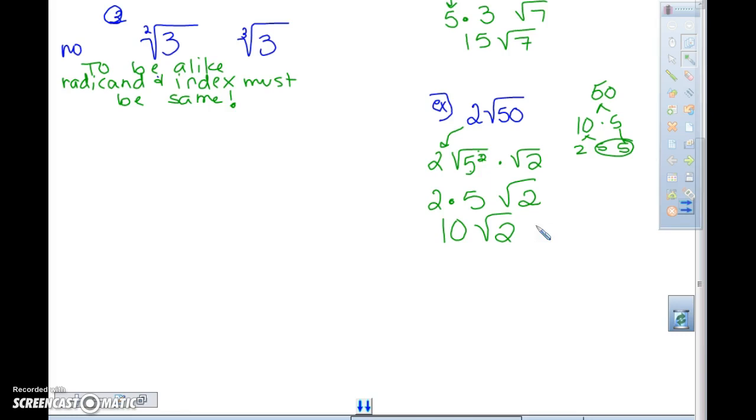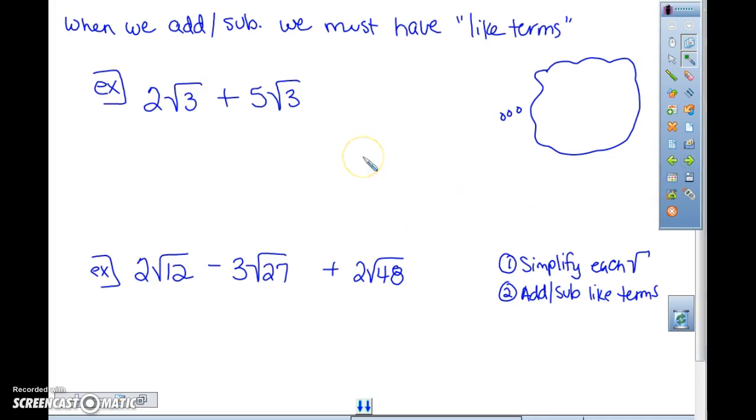Okay? All right, let's look and see how we could add and subtract. In order to add and subtract square roots, you have to have like terms. Okay? So look at the very first example. I'll give you a minute to write it down. 2 times the square root of 3 plus 5 times the square root of 3.